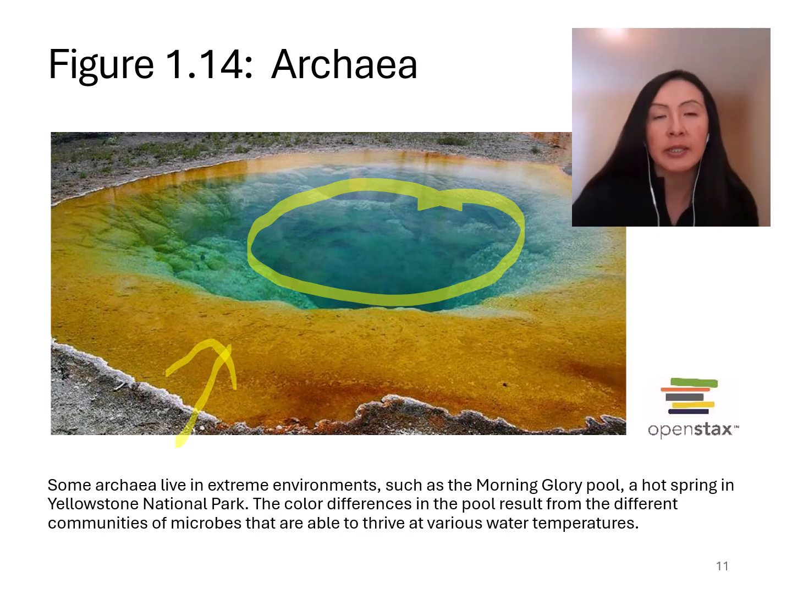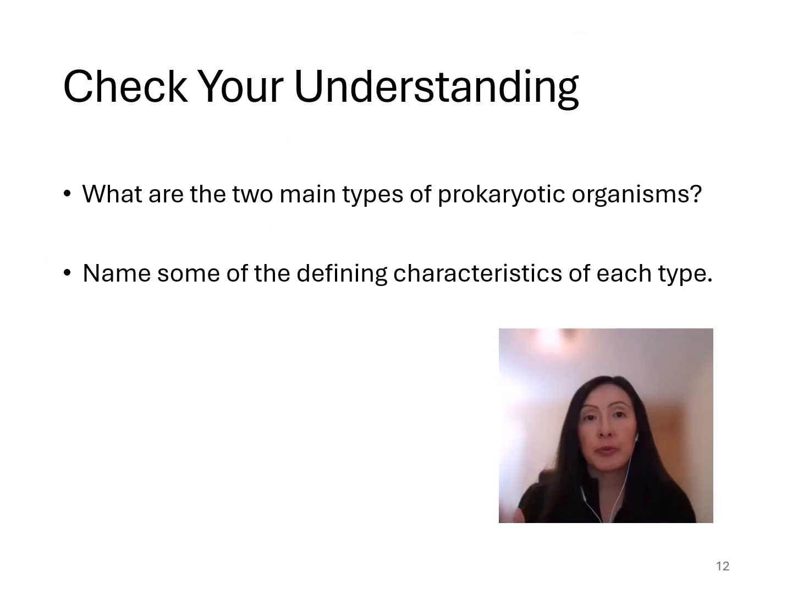Another checkpoint here, what are the two main types of prokaryotes? Remember, we have bacteria and archaea. Bacteria were single-celled prokaryotes. They had cell walls that were composed of peptidoglycan, found everywhere, including inside humans.